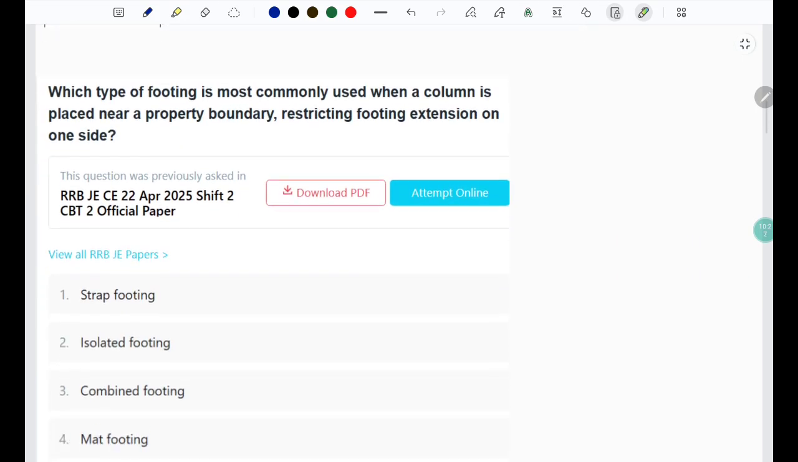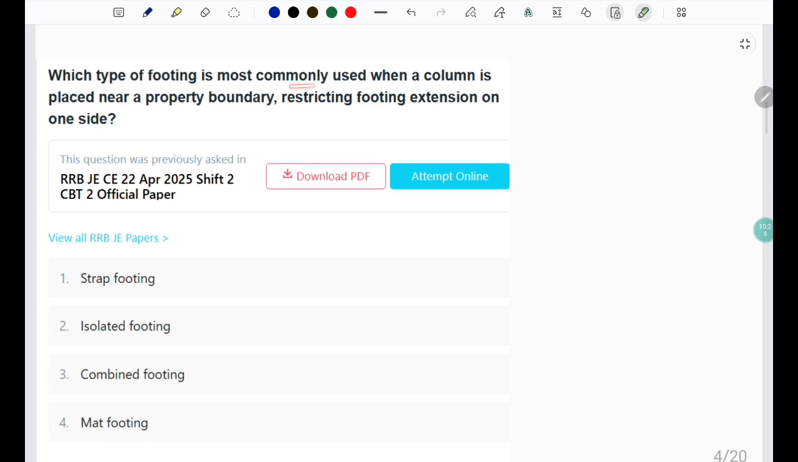Then the second question comes: which type of footing is most commonly used when a column is placed near a property boundary, restricting footing extension on one side? Of course, अगर आपके पास property restriction है, you don't have much area, then you cannot give mat footing. You also won't give isolated footing, you will go for strap footing.